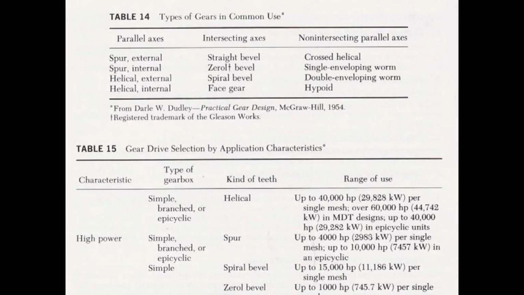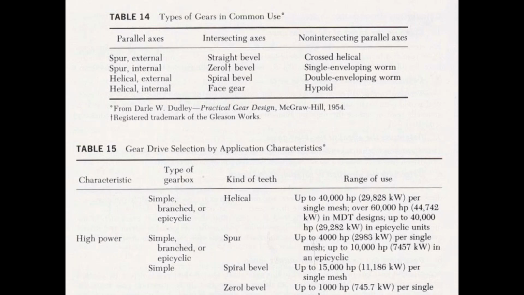So this is the available catalog. You can get this information from CMTI, or this book, which is a very old book of Mr. Darle W. Dudley, which is used for gear selection. It's from 1954. They have given certain tables: whenever you have a spur and external gear, or spur and internal gear, or helical and external, or helical and internal, and axes are parallel, you go with this type of gear.